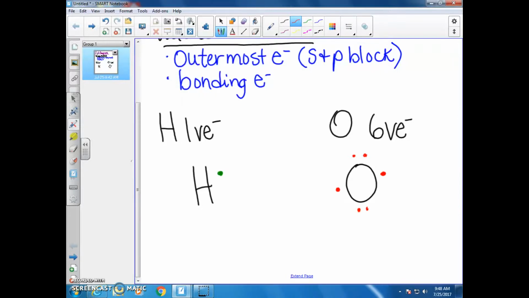Generally, when we look at this, it makes kind of a box around the element, and so you'll have 2, 2, 2, and 2. So make sure that you have kind of a boxy look to it.